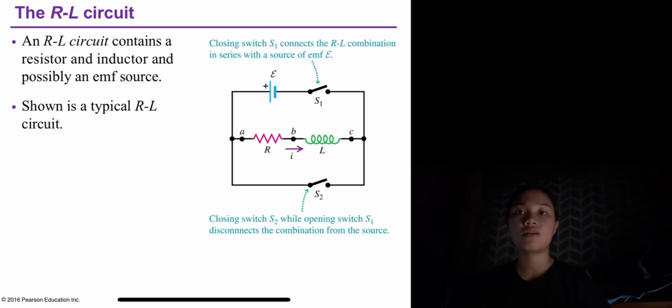RL circuits are important, of course, because they represent real electrical conditions. All wires have some resistance and some inductance. Studying idealized RL circuits helps us predict real-world behavior. Engineers rely on these ideas to design safe and reliable systems. Physicists also use them to understand how energy flows through currents in time.